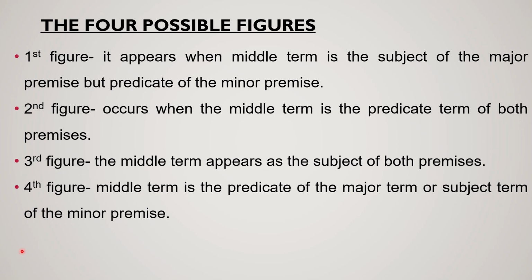Lastly, we have the fourth figure. In the fourth figure, the middle term is the predicate of the major premise or the subject term of the minor premise. So the middle term appears as the predicate in the major premise, but as a subject in the minor premise.